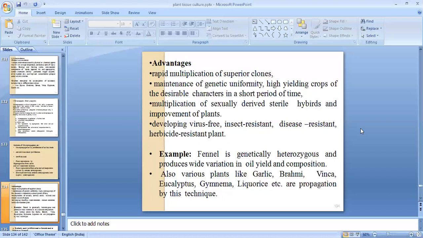For example, when you take fennel, it is genetically heterozygous in nature, and we can see the variation in oil yield and composition under micropropagation. And also we can bring about many changes in production, as well as increase the production of secondary metabolites in various plants like garlic, brahmi, vinca, eucalyptus, gymnema, liquorice, etc.